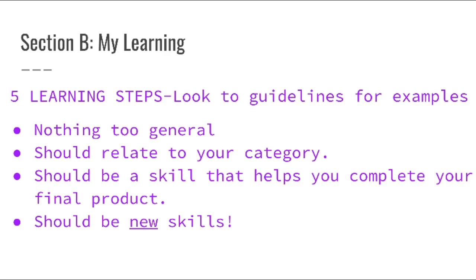It also shouldn't be anything too easy that you clearly already know how to do, such as I will learn to find a game schedule, or I will learn to find the school where I'm teaching, or I will learn how to buy supplies. These are skills you already have. So you're looking to complete 5 learning steps that are new skills that you have not learned before and that are aligned to your final product and category. Remember, these should be new skills, not skills that you already have.